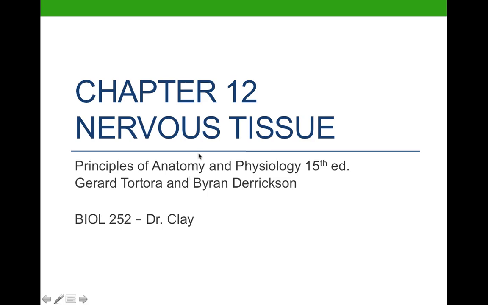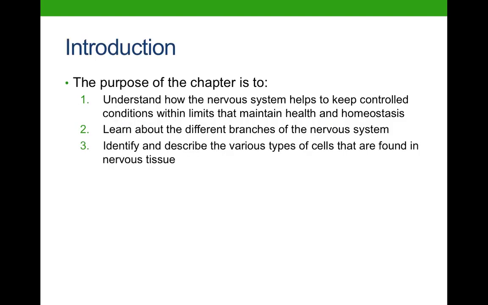Chapter 12, Nervous Tissue, the last of our four main types of tissue. From the chapter, you will need to take away three broad things. One, understand how the nervous system helps to keep controlled conditions within limits that maintain health and homeostasis. Two, learn about the different branches of the nervous system. And three, identify and describe various types of cells that are found in nervous tissue.